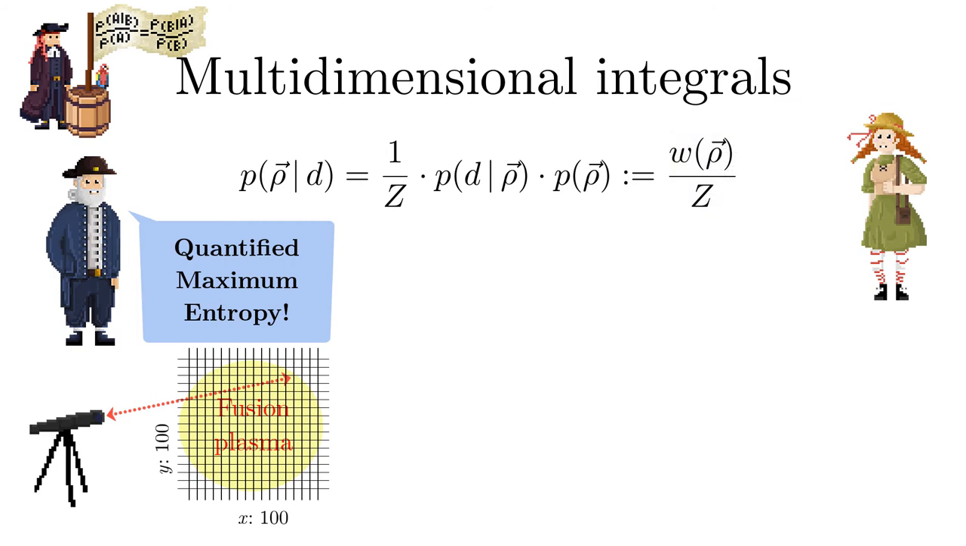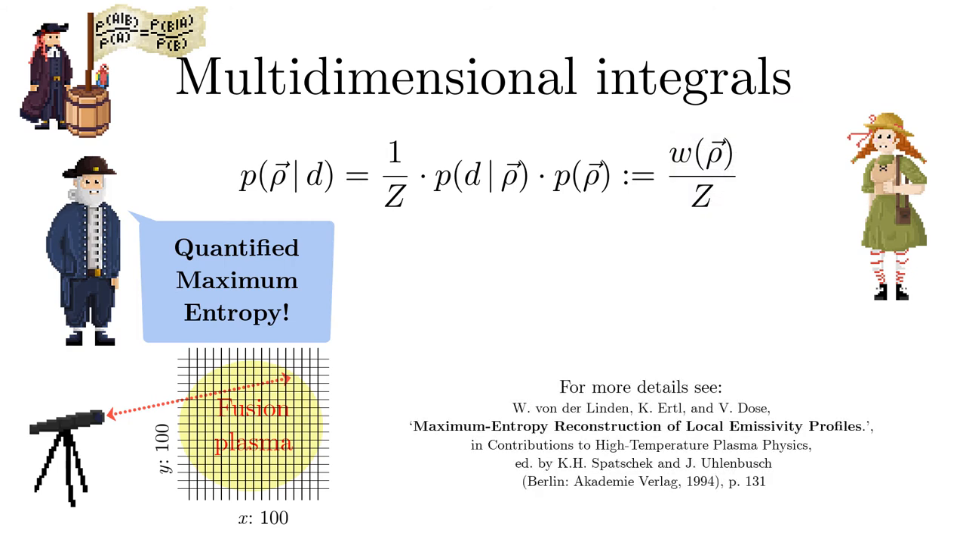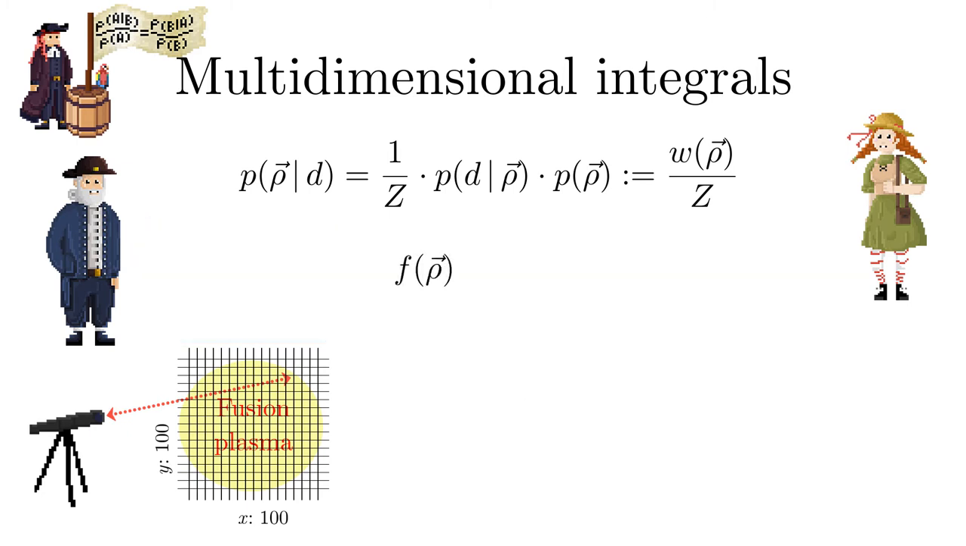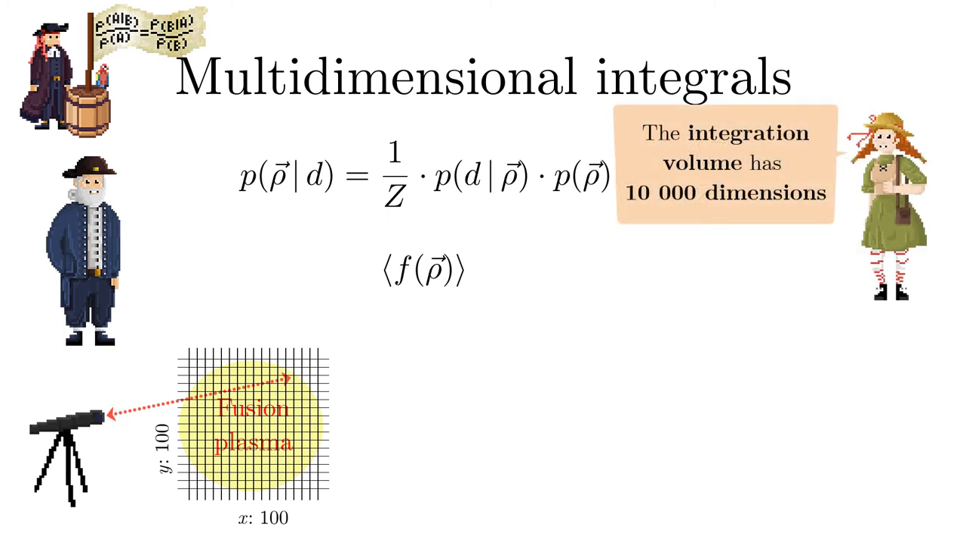This example should only show you a real-world example in which a high-dimensional integral occurs. We do not want to go into the details of the posterior, but rather demonstrate how you can compute mean values of some observables f of rho, like mean density and covariance. To this end, you have to evaluate 10,000-dimensional integrals of the following form.